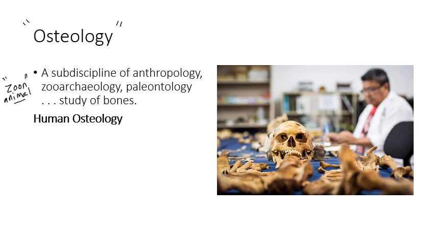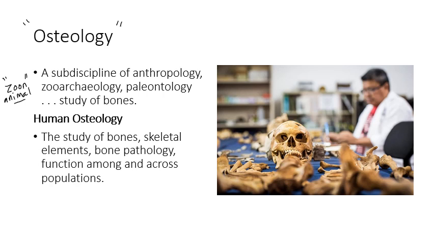With respect to human osteology, then, it's the study of bones, skeletal elements, bone pathology or disease, the function of bones and how they change across populations, or what people previously referred to as race or ancestry. So we do have different functions to bones, just in the same way that we have different tones of skin color. We know that that provides an evolutionary advantage to certain populations depending upon the climate that they evolved in. So bones, we're going to see that same type of variation.